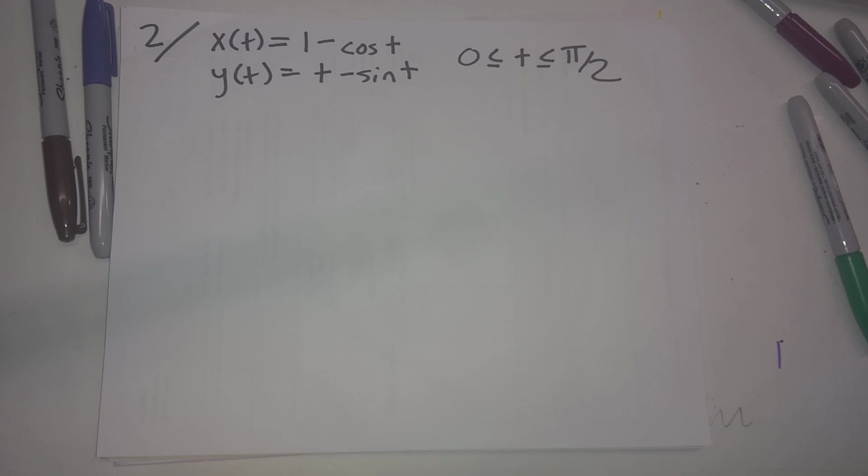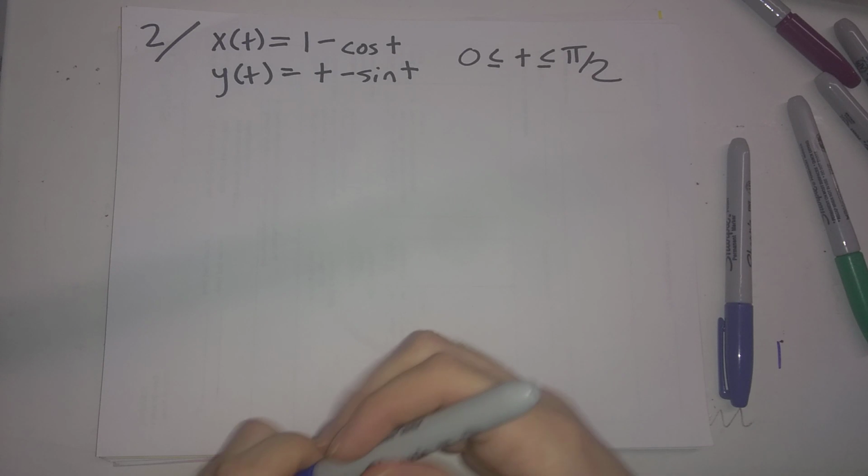Number 2, find the surface area of the surface obtained by rotating the parametric curve x of t is equal to 1 minus cosine t, y of t is equal to t minus sine of t, where t runs from 0 to pi over 2, about the x-axis. So a couple things that we know here.